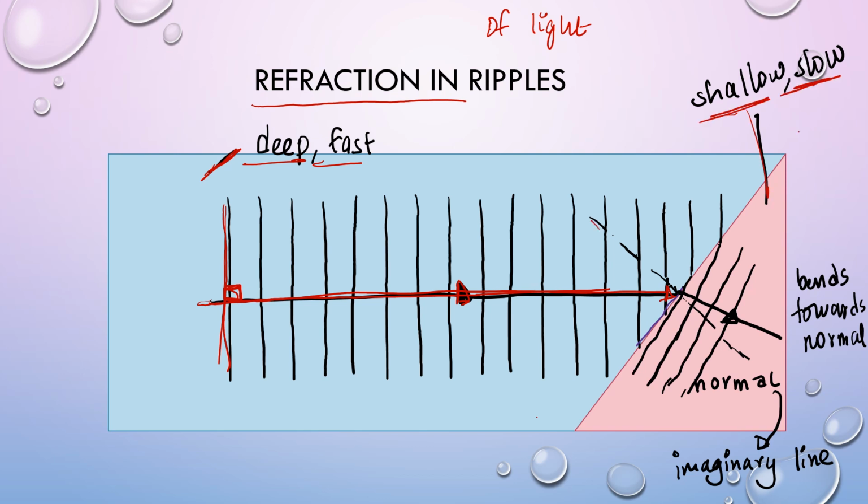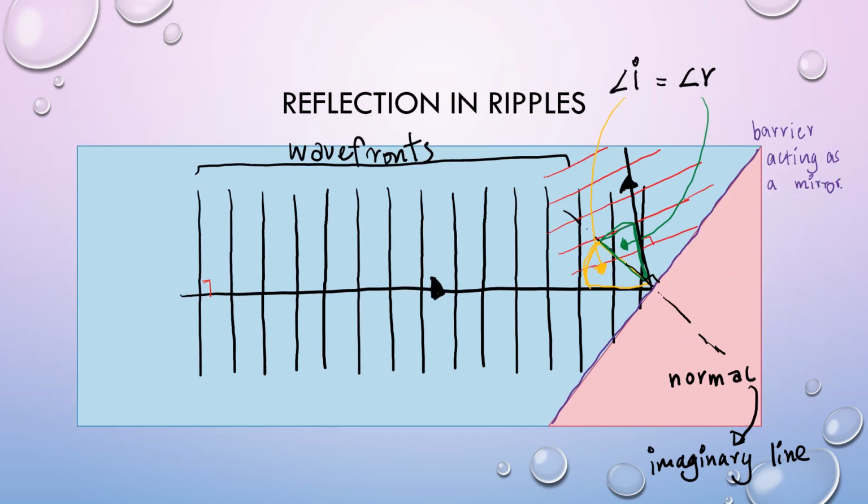What is going to happen is that this is how you draw the normal. It should be 90 degrees with this slope, I guess. This causes the direction of the wave to change, and this eventually refracts, bends towards the normal, and the normal is an imaginary line. That's why it's dotted.